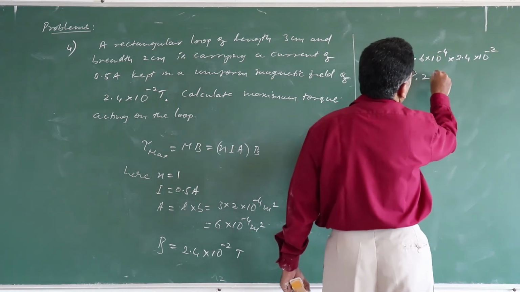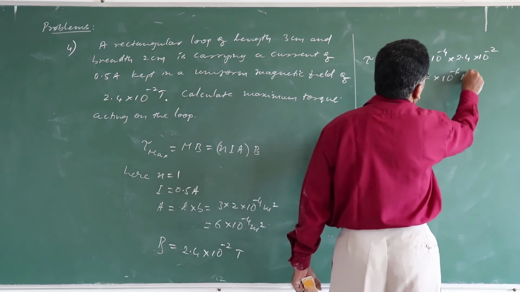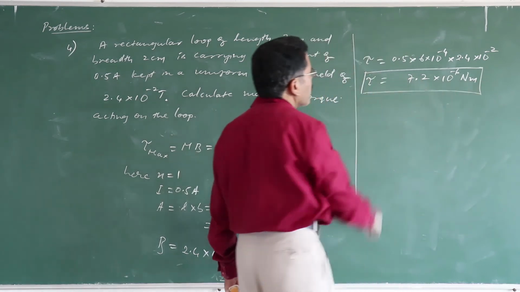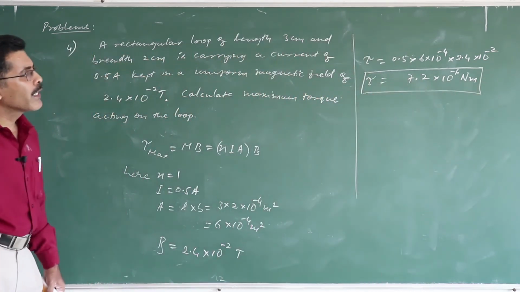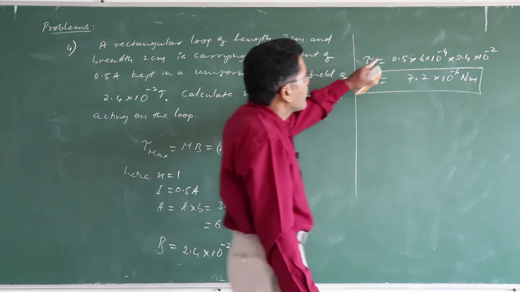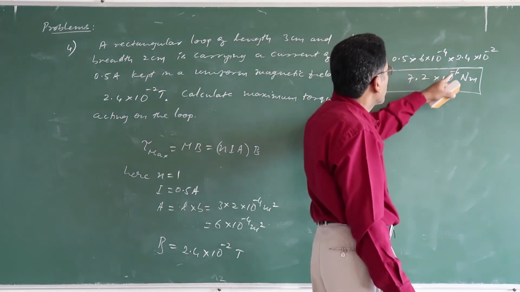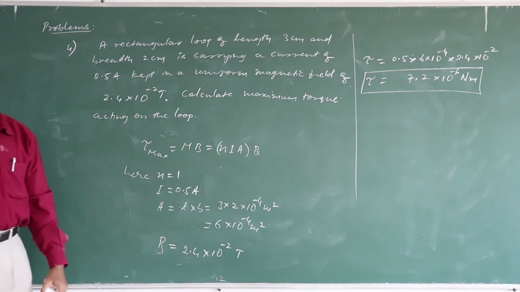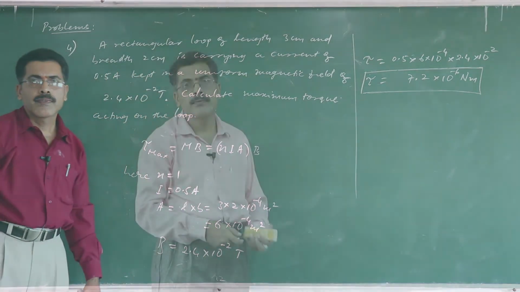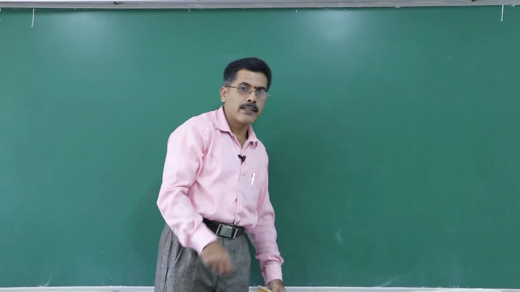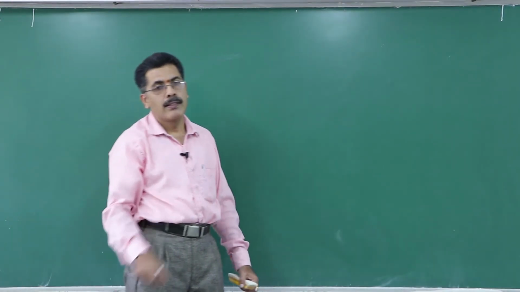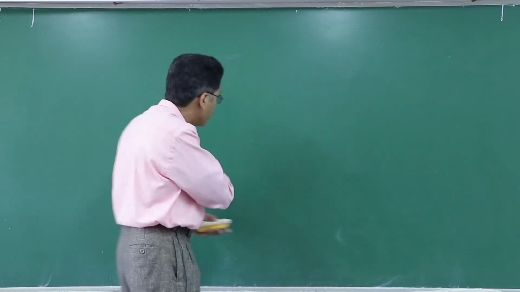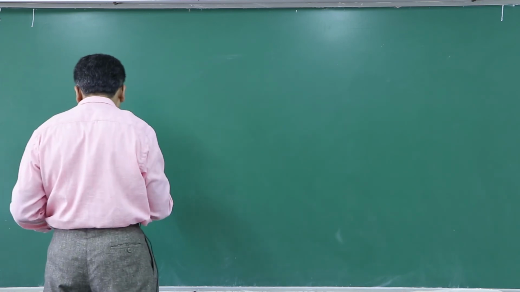7.2 into 10 raised to minus 6 Newton meter. See, this is the torque acting on a current loop kept in a magnetic field. Okay, so this is about the torque. So let us consider one more problem on torque experienced by a current loop in a magnetic field. Let me take one more problem related to this.